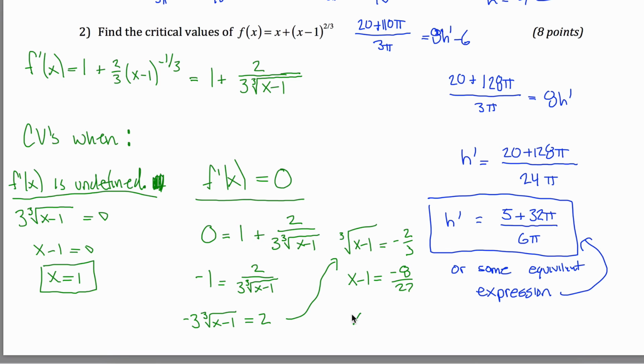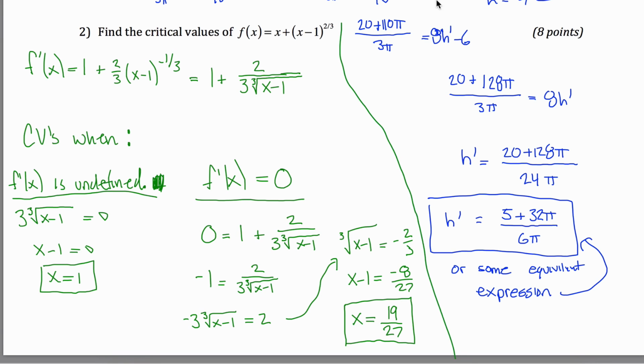8/27. So x is equal to, if I add 1 to both sides of this equation, 1 is 27/27. So 27/27 minus 8/27 gives you 19/27, which is my other critical value. Whew, and mercifully this quiz is over, so I'll stop this video here.